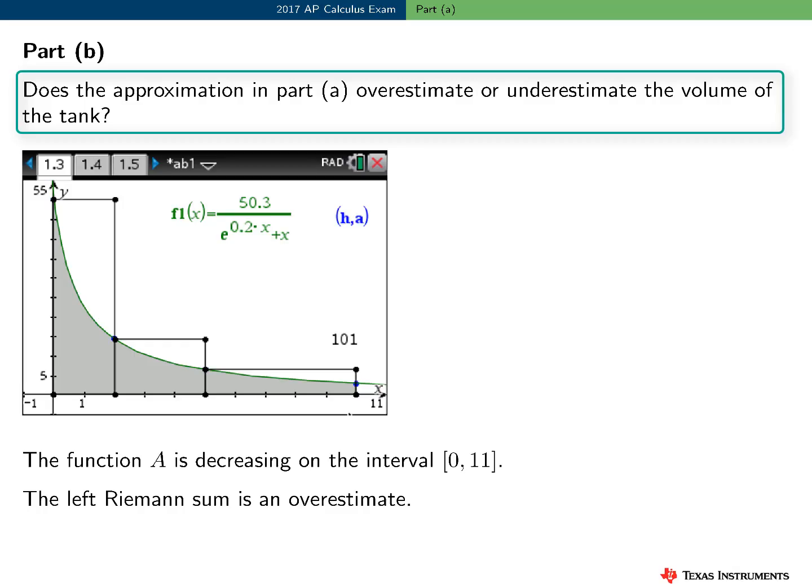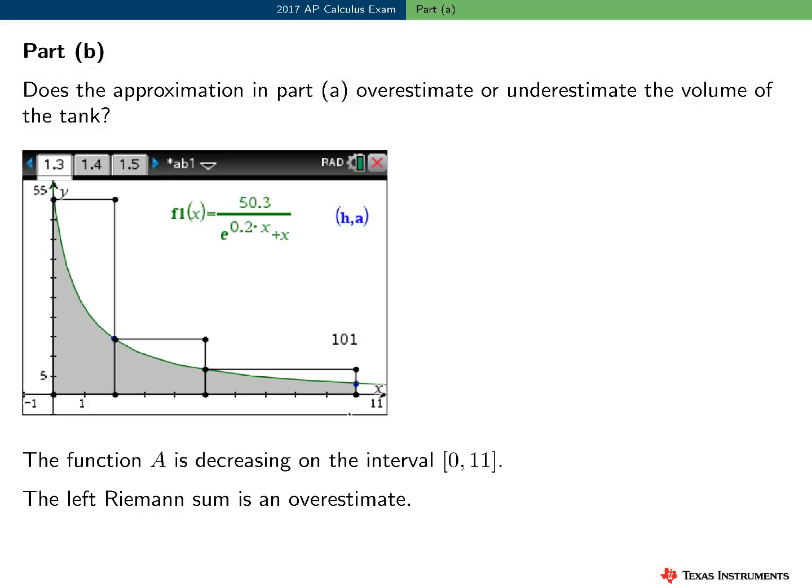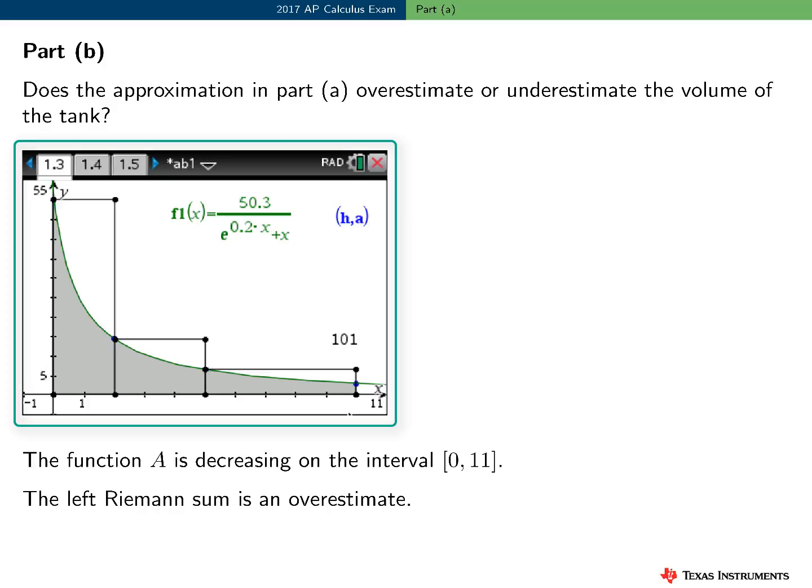In Part B, we need to determine whether the approximation in A is an overestimate or an underestimate of the volume of the tank. Now conceptually we know that since A is decreasing, the left Riemann sum is an overestimate. But using technology we can visualize this idea. Since A is positive, it's a cross-sectional area, we can interpret the definite integral of A as the area under the curve.